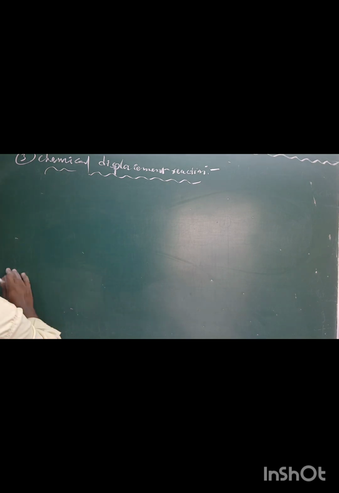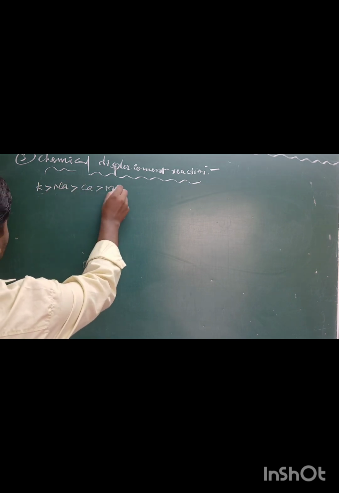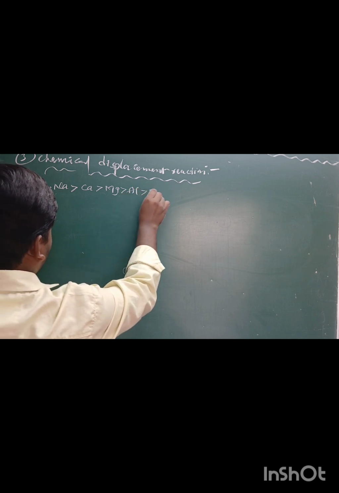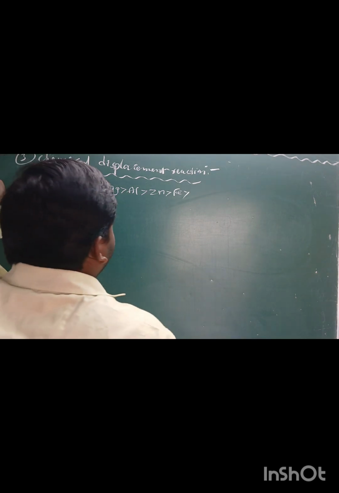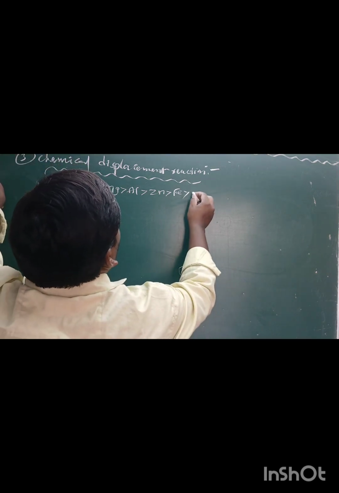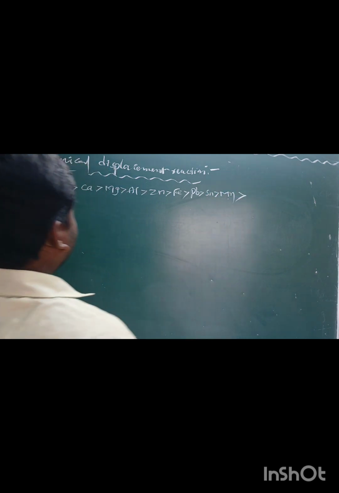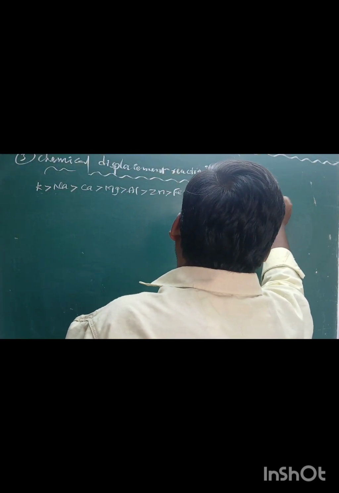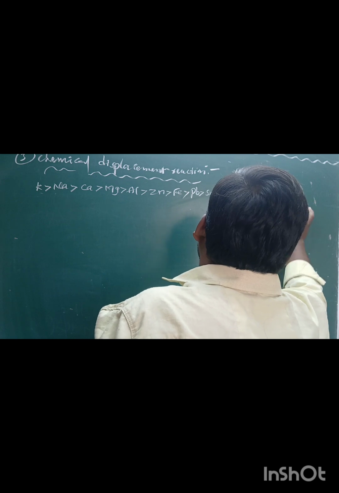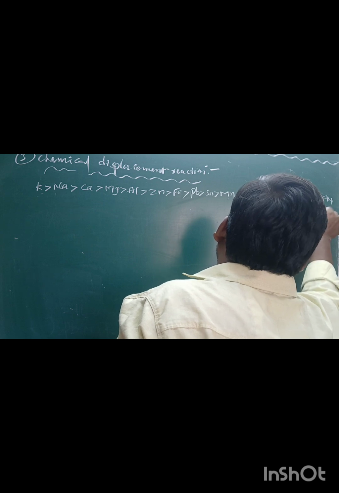What is the decreasing order of metals, sir? Potassium is greater than sodium, greater than calcium, greater than magnesium, greater than aluminum, greater than zinc, greater than iron, greater than lead, greater than tin, greater than manganese, greater than hydrogen, greater than copper, greater than mercury, greater than silver, greater than gold, greater than platinum. This is the decreasing order of reactivity of metals.